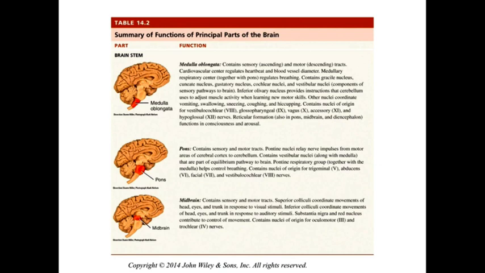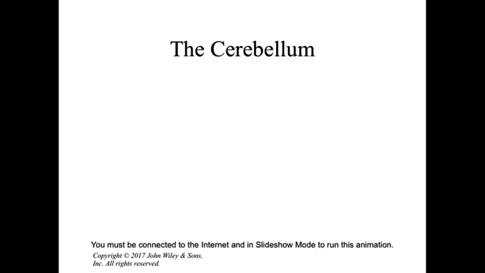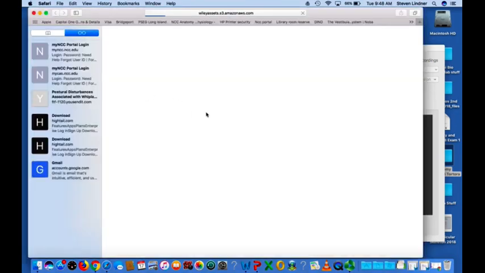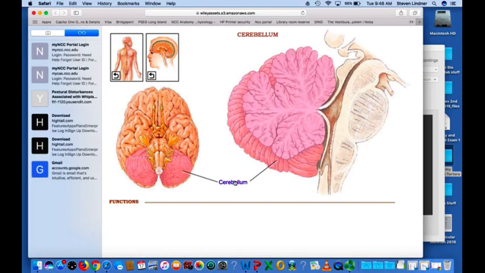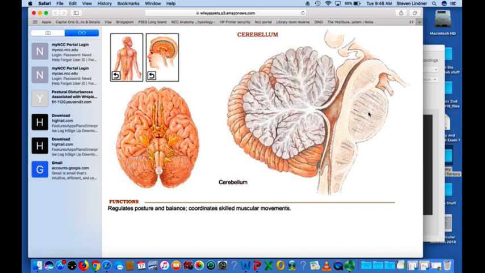Okay, so here's a good review of the medulla, the pons, and the midbrain. Let's look at the cerebellum. Pretty straightforward. The posterior part, we see it's posterior to what? It's posterior to the midbrain, the pons, and the medulla. And here is the fourth ventricle.